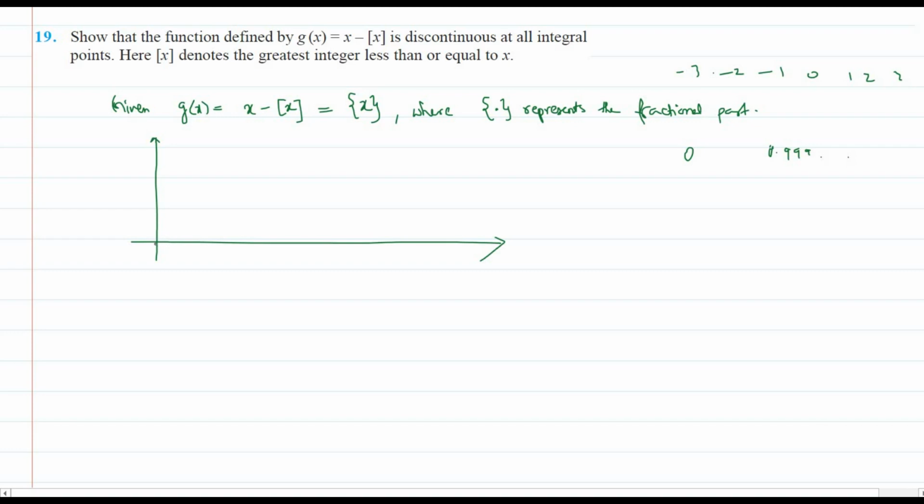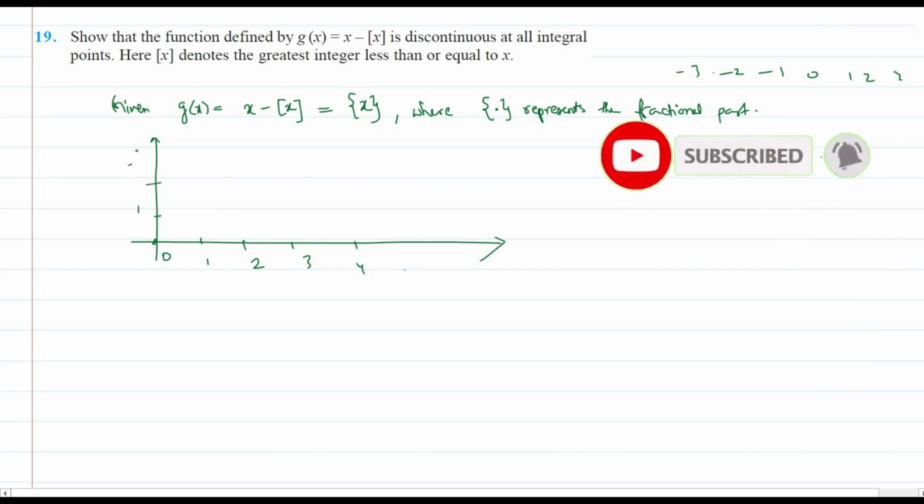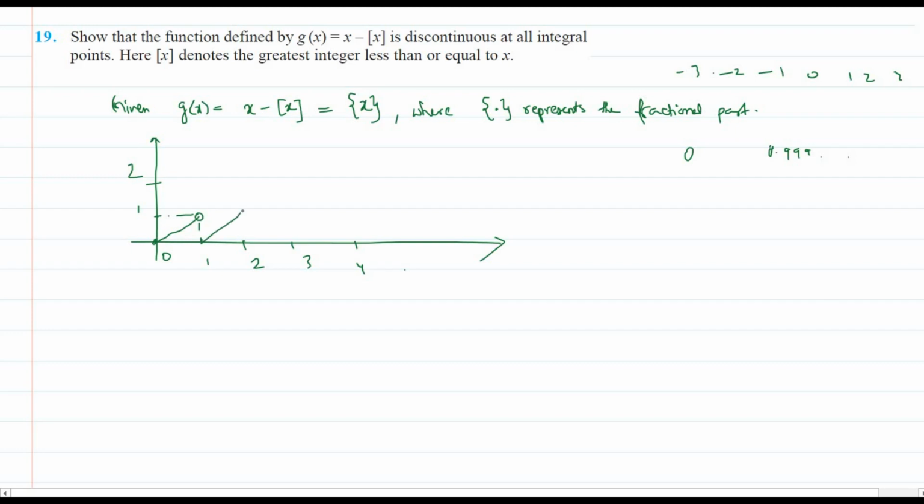If it is 1, it becomes an integer. So this is 0, 1, 2, 3, 4 like that, and this is 1, 2 like that. Now since fractional part will never be 1 but will be just less than 1, we get one graph like this. Similarly from 1 to 2 we get a line like this. Similarly from 2 to 3 we get a line like this, because this only represents the fractional part, and that's how it goes. Alright, here we can clearly see that this is discontinuous at all the integer points.